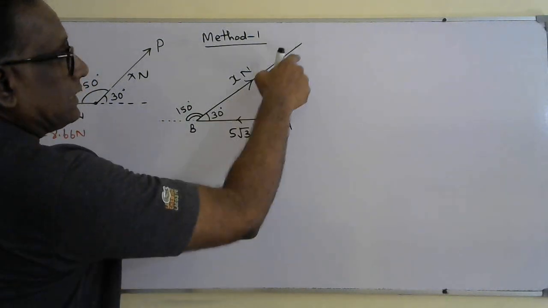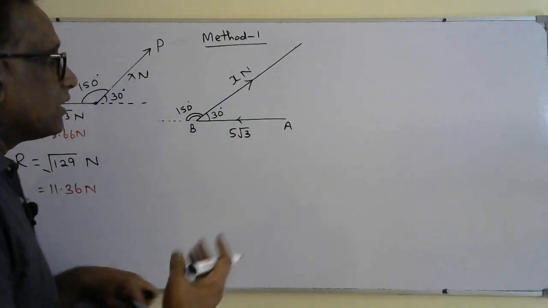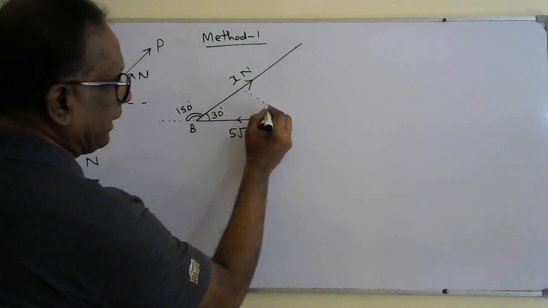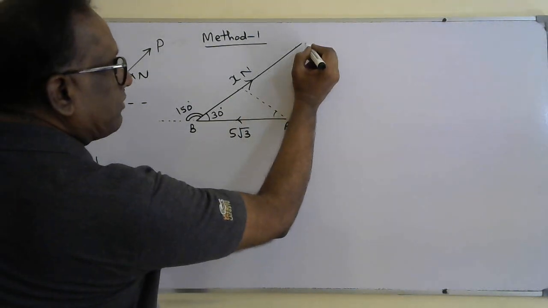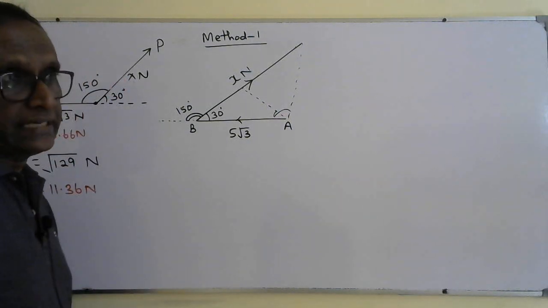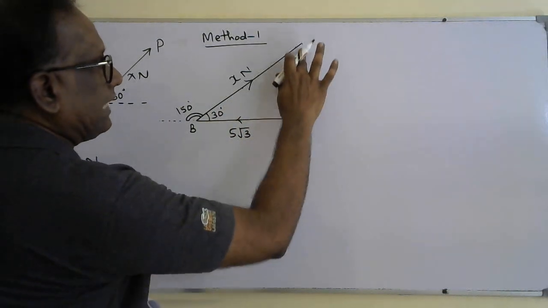So where to put the C? If I connect A to C, that will be the resultant. The magnitude of C is unknown. If C is somewhere here, this angle will become an acute angle. If C is somewhere here, this angle will become an obtuse angle, is it? Where should I put that C? Okay, we'll think like that. We'll plan it first.